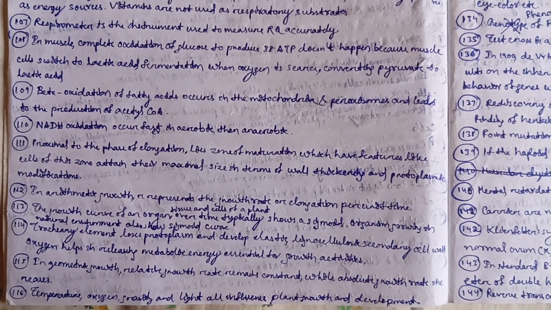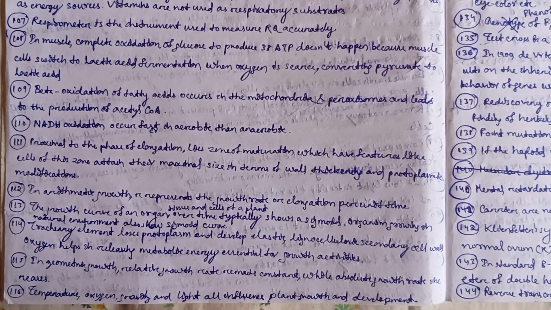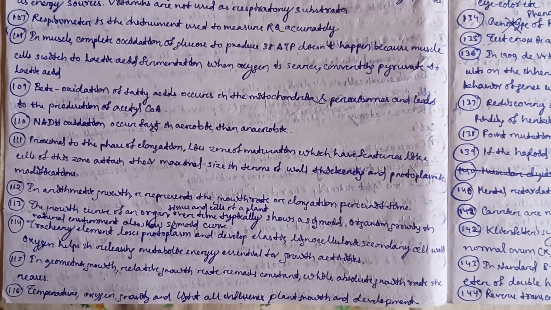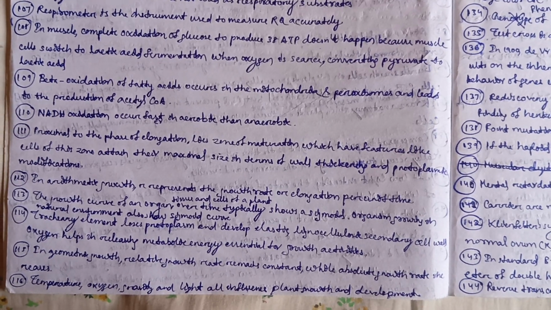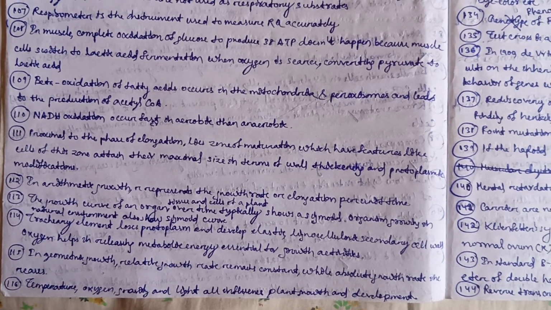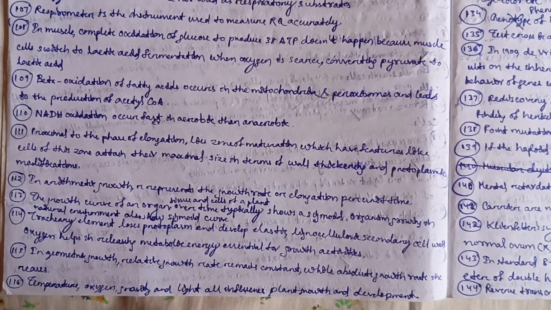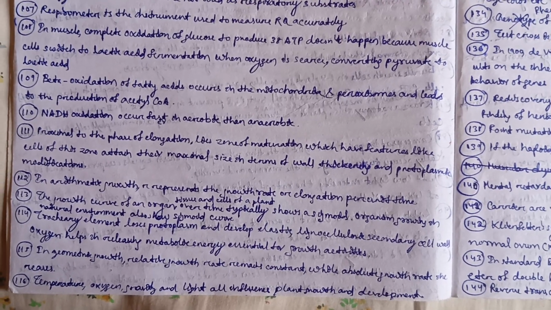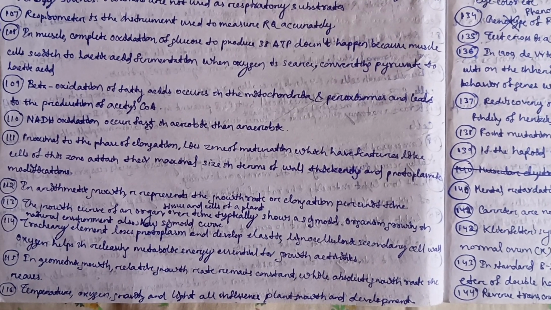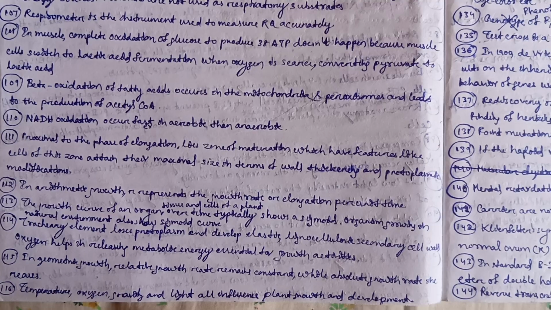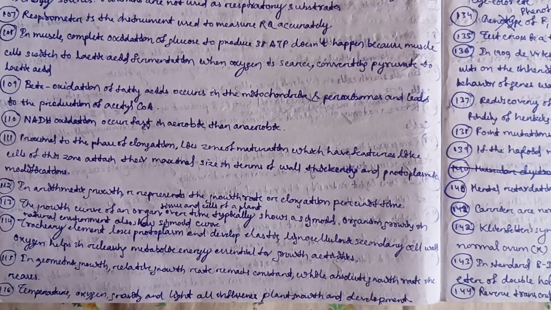Tracheary element loses protoplasm and develops an elastic lignocellulosic secondary cell wall. Oxygen helps in releasing metabolic energy essential for growth activities. In geometric growth, relative growth rate remains constant while absolute growth rate increases. Temperature, oxygen, gravity, and light all influence plant growth and development.